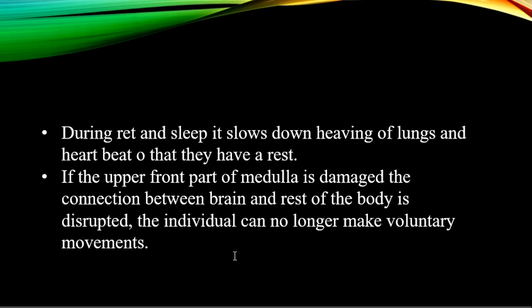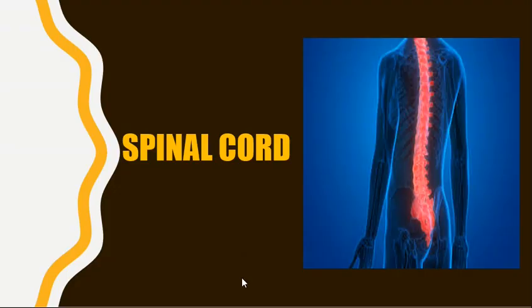So, this was all about the structure of the brain. In the previous lecture, we learned about the forebrain. In today's lecture, we talked about the midbrain and hindbrain. Now we come to the second part of the central nervous system, that is the spinal cord. Nervous system has two major divisions, central nervous system and peripheral nervous system. Peripheral nervous system is a system of nerves. Central nervous system consists of brain and spinal cord. We are done with the brain, its structure and functioning. Now we are going to read about the spinal cord.